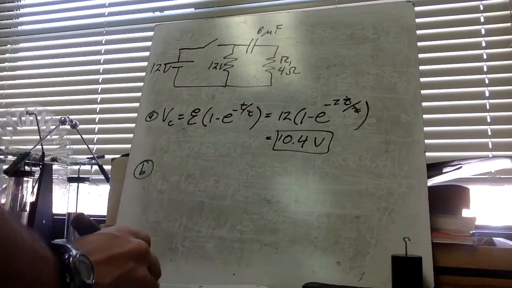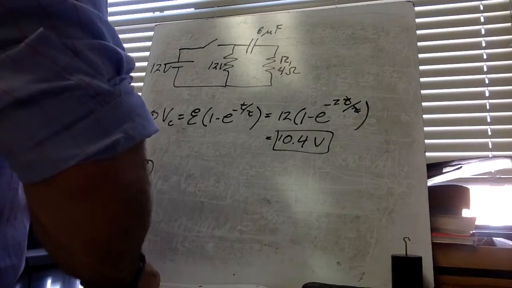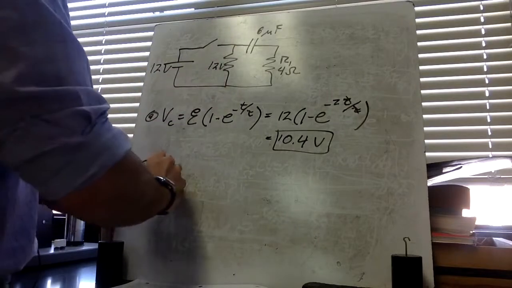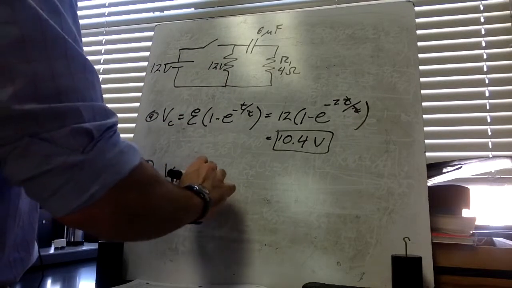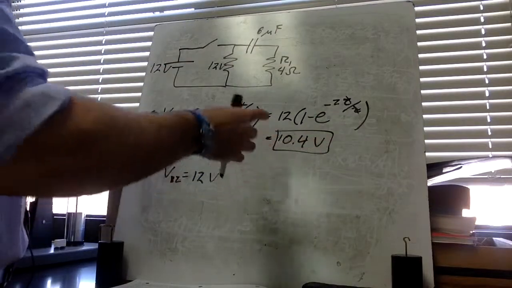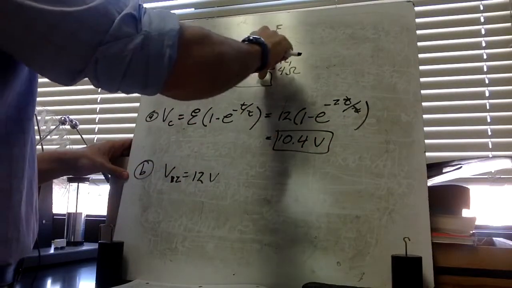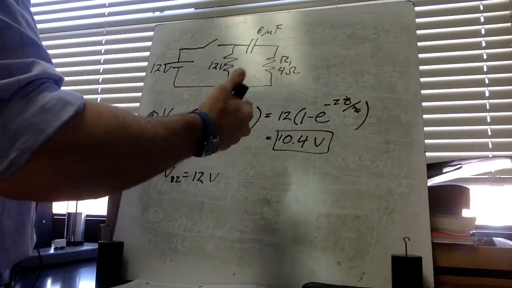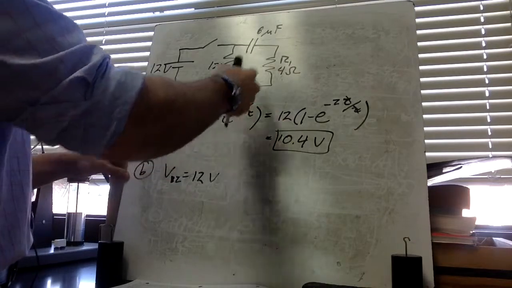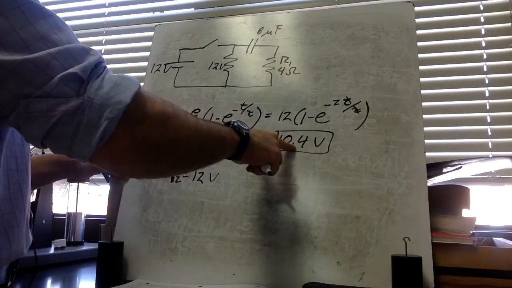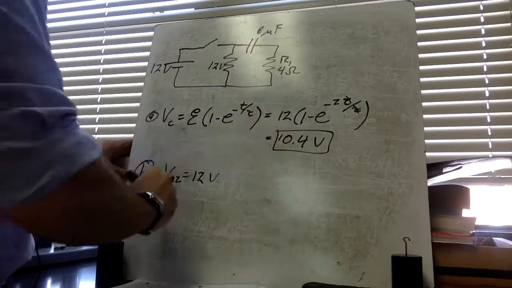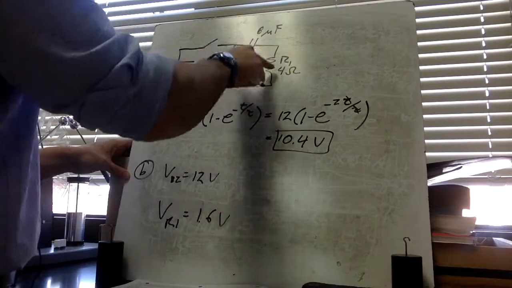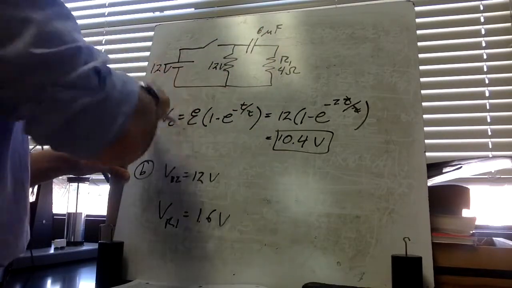Part B wants to know what is the potential difference across this one, right, R2. Well, V across R2 is 12 volts. That's staying the same the whole time. And the potential difference across this resistor is decreasing. As the potential difference across this increases, the potential difference across this decreases. And that would be according to 12 times e to the negative t over tau. But since I know the potential difference across the capacitor is 10.4, that means the potential difference across R1 has got to be 1.6 volts, because these two have to add up to a total potential difference of 12 volts.